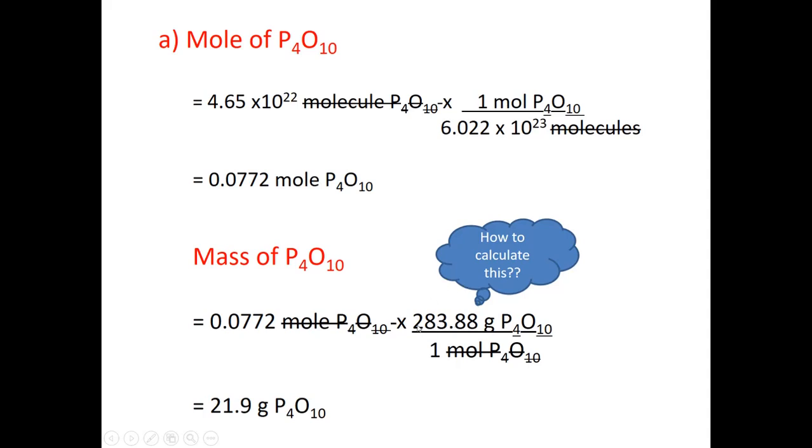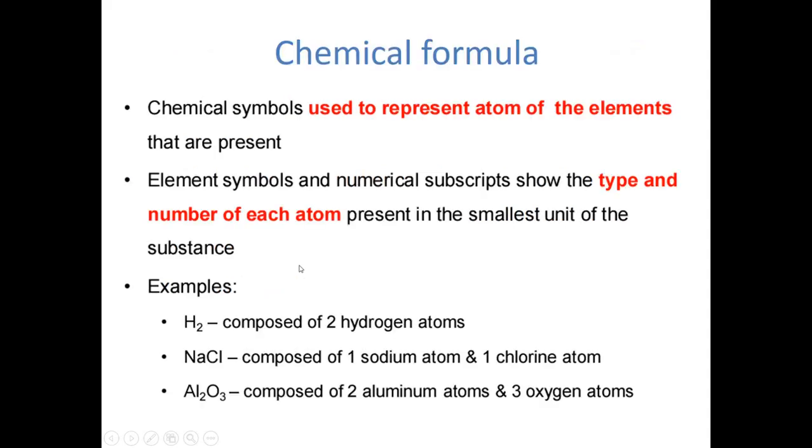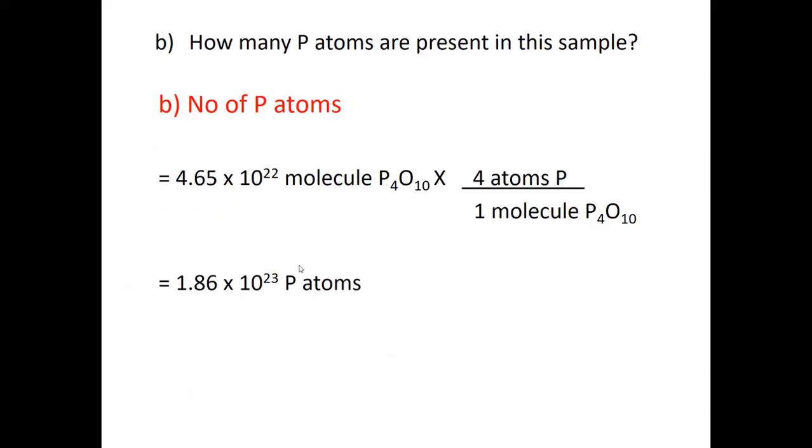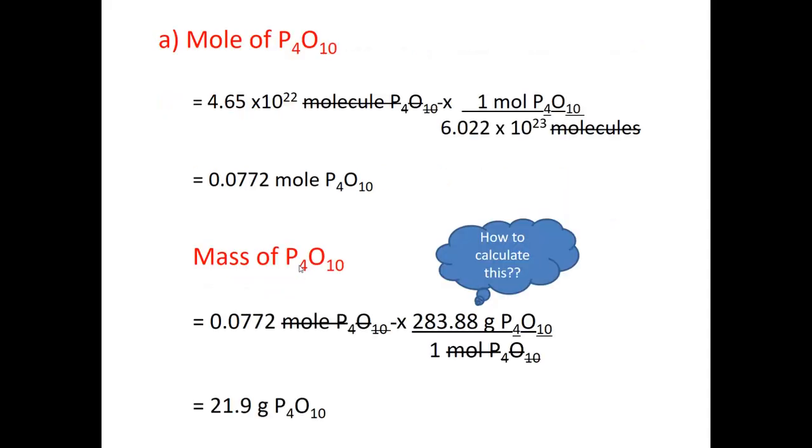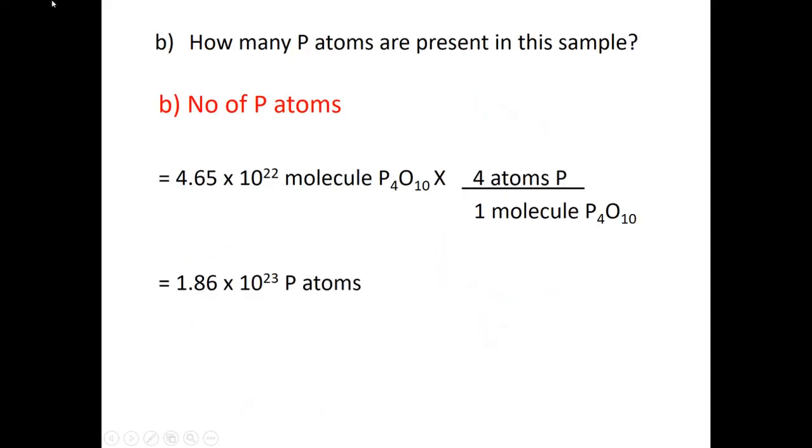Okay, basically 283.88 is the molar mass for tetraphosphorus decaoxide.